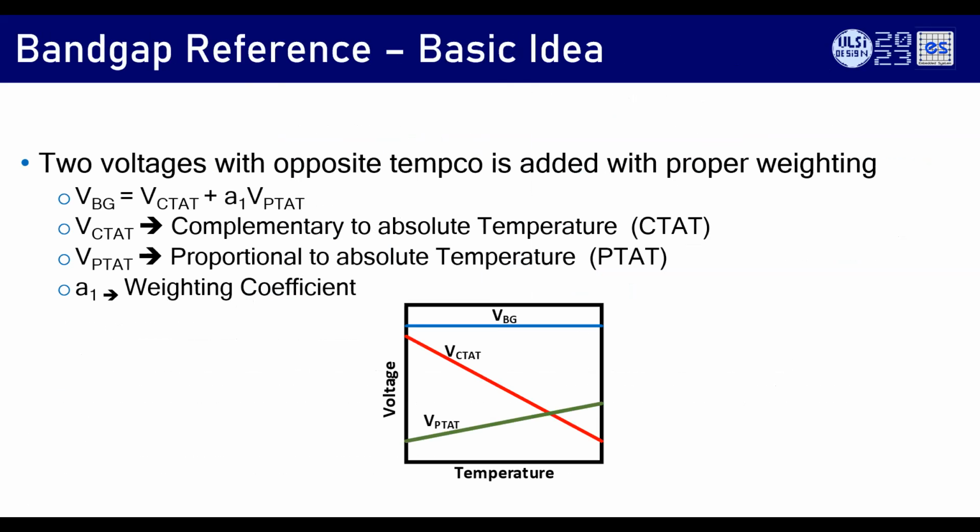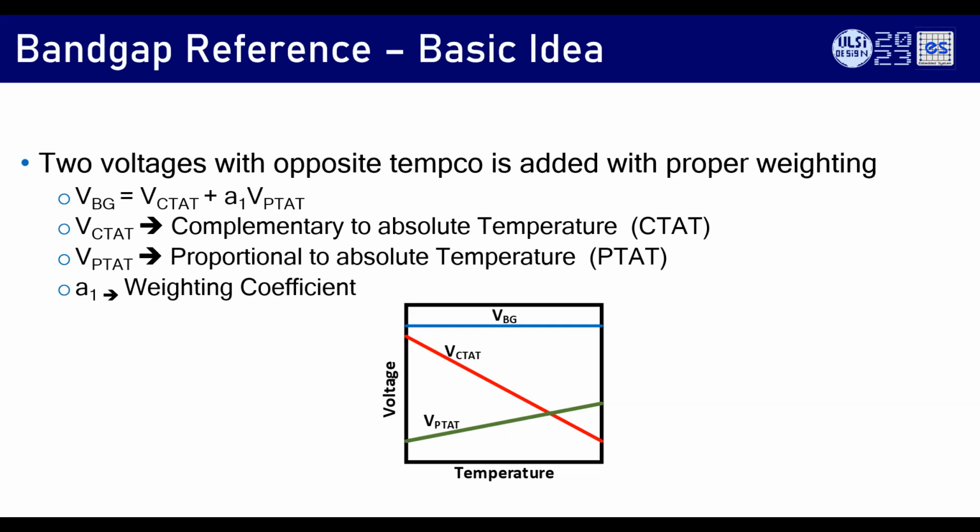Okay. Fine. We want to produce a voltage which is independent of temperature. So what is the basic idea? The idea is very simple. Let's somehow find a voltage which drops with temperature. We call that a CTAT.